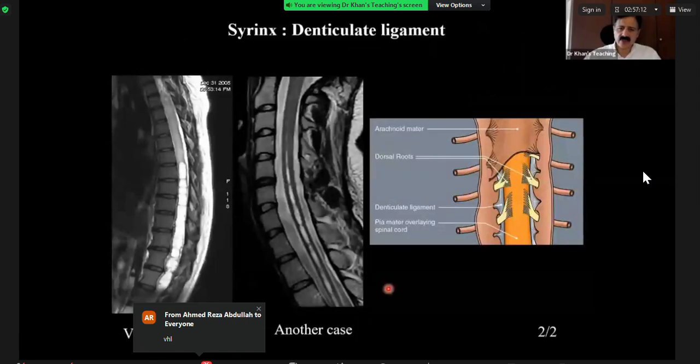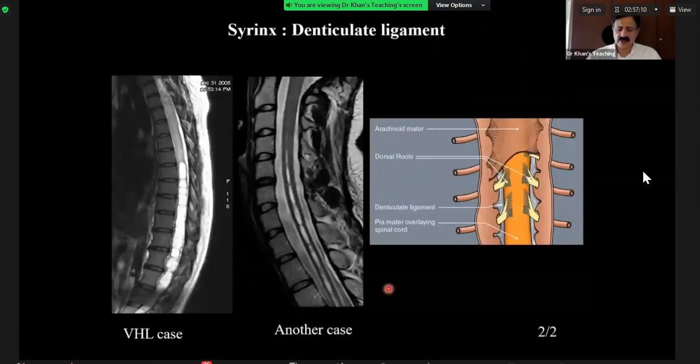And one learning point here is about the appearance of Syrinx. Now, Syrinx, of course, can be what we call primary or idiopathic Syrinx, which is without any cause, but Syrinx can also be because of some other associated reason, such as a tumor. So in this particular case, if you go back to your anatomy, then you can make your radiology.